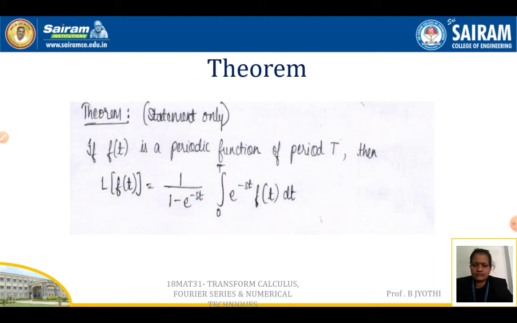Here is a standard theorem on the periodic function, whose statement is what we will use. The statement says that if f of t is a periodic function of period T, then L of f of t is 1 upon 1 minus e power minus sT, into the integral from 0 to the period T of e power minus st into f of t dt. This is the statement which we are going to use in order to find a Laplace transform.